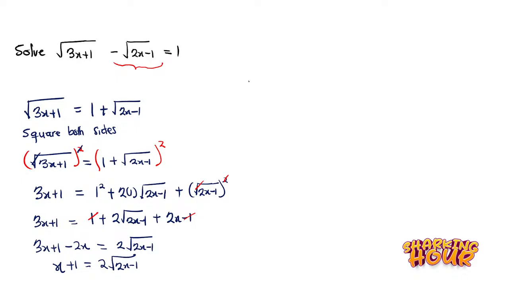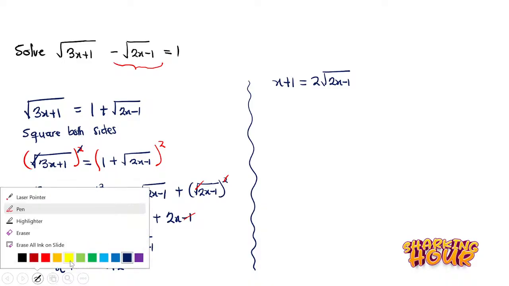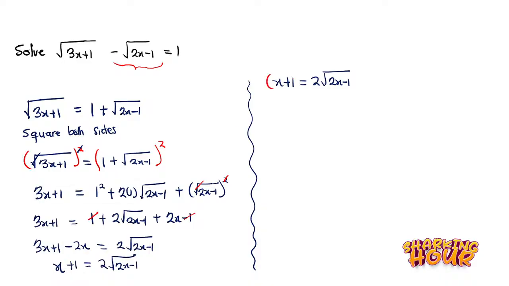All right, very good. So let me quickly divide this. So the expression we now have is x plus 1 is equal to 2 root 2x minus 1. Are we okay? This is the expression that we have. So from here, because I want to get rid of the root sign over here, I have to square both sides again. So if I do that, I will have this x plus 1 squared. Then I'll have 2 root 2x minus 1 also squared.